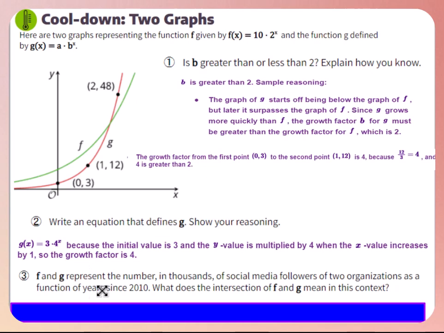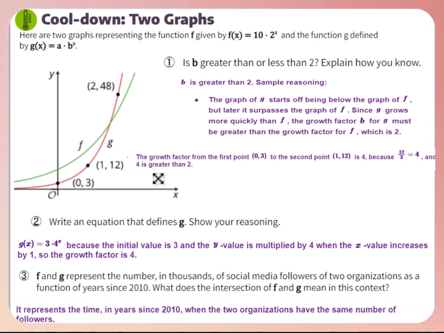F and G represent the number in thousands of social media followers of two organizations as a function of years since 2010. What does the intersection of F and G mean? This represents the time in years since 2010 when the two organizations have the same number of followers. I'll let you copy that down, but write it in your own words. Try to understand what exponential functions are doing.